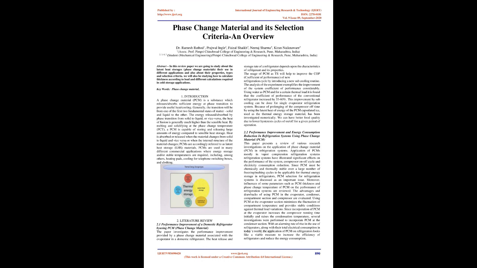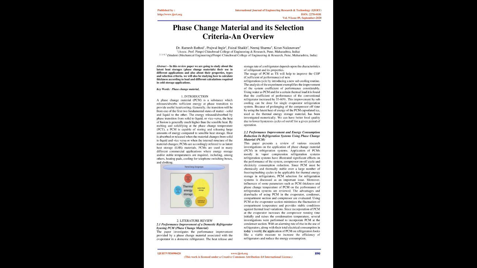Abstract. In this review paper we are going to study latent heat storage and phase change materials, their use in different applications, and also their properties, types, and selection criteria. We will also study how to calculate thickness according to load, and the different calculations required in cold storage applications. Keywords: phase change material.